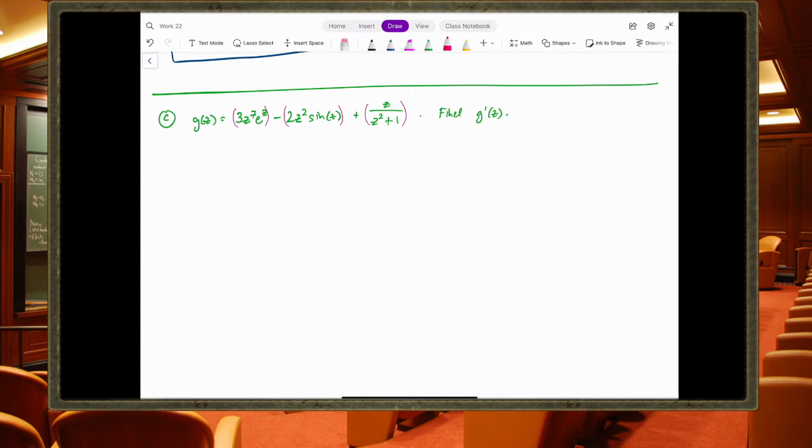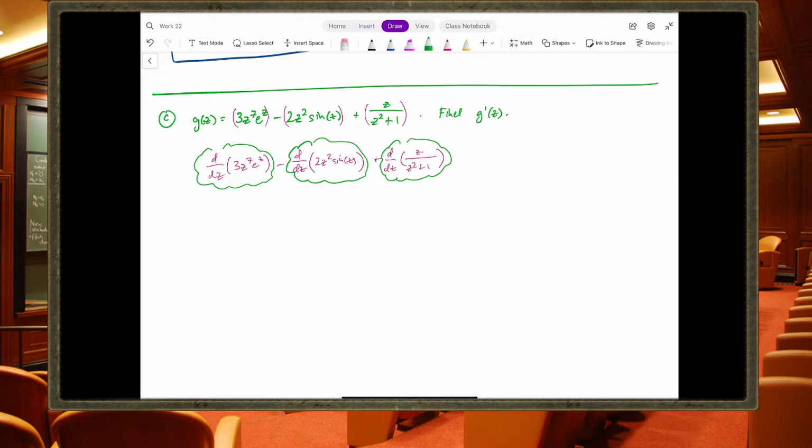So when I find g prime, I'm really going to be taking the derivative with respect to z of each of these pieces individually, because why? Differentiation splits over addition and subtraction. So already what I've done, even though it looks like I've added notation, is chunk the problem, where I've just got to think about this piece, and then this piece, and then this piece. Okay? So let's work on this piece first.